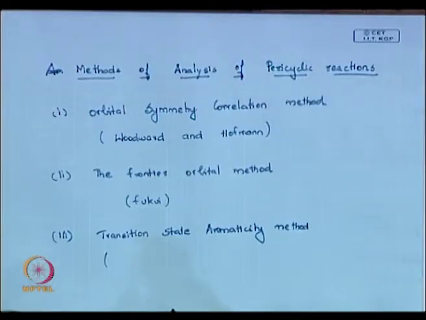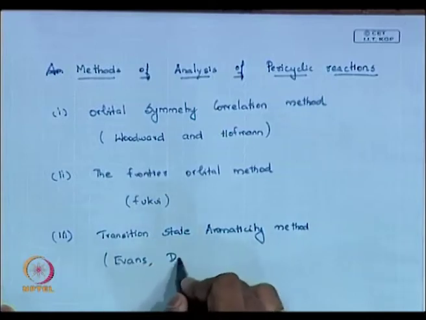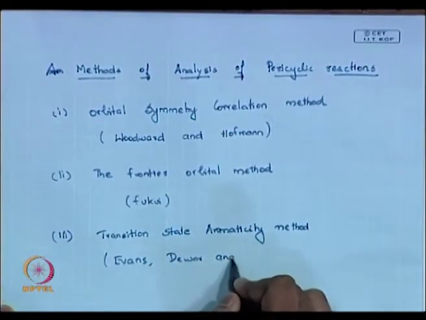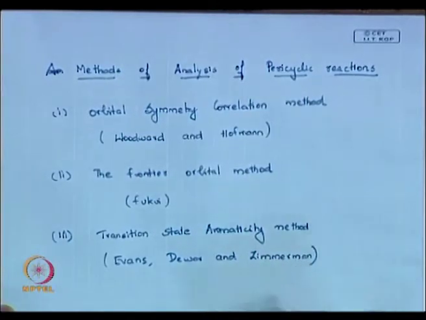Big names. Evans, Dewar and Zimmermann. Okay. So, it is better to know the people who contributed on this particular area. Any chemistry if you take, you better know the contributors. So, you can use these three methods like orbital symmetry correlation, FMO and transition state aromaticity to understand your pericyclic reactions.